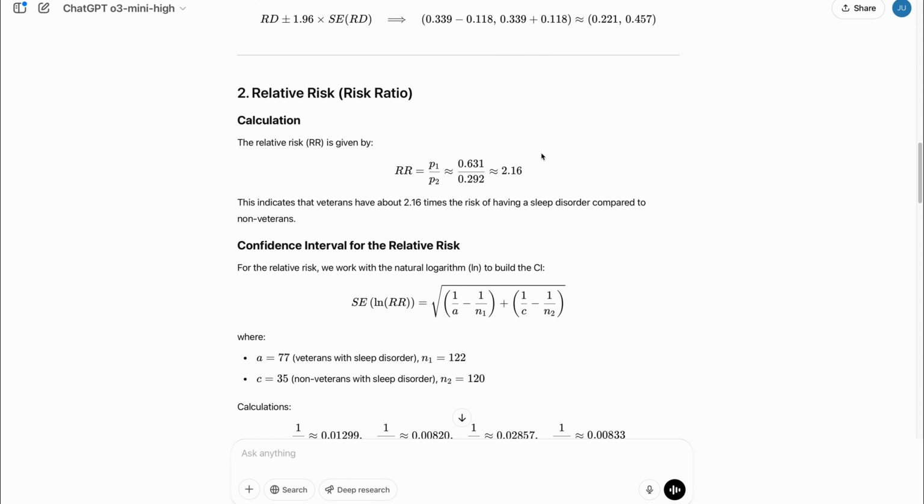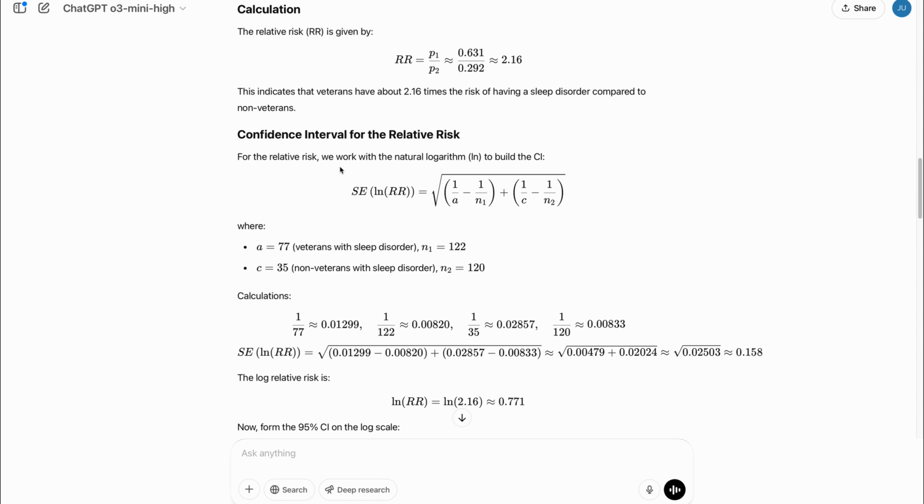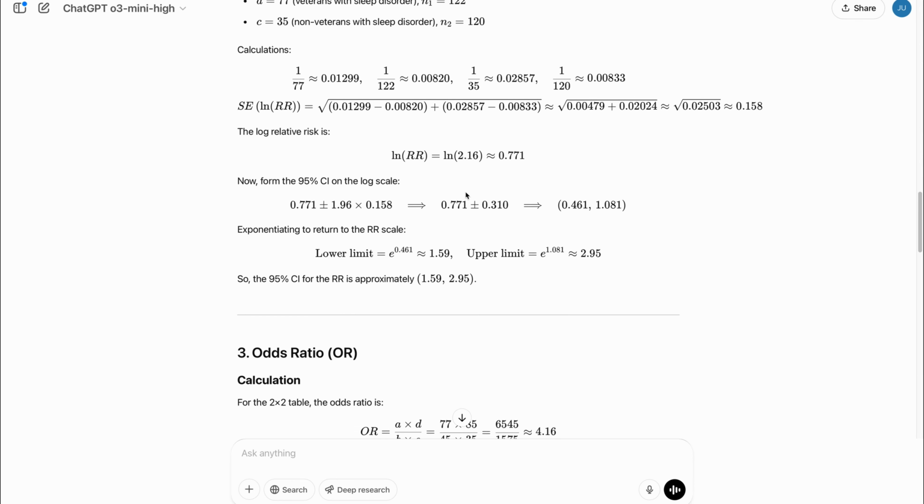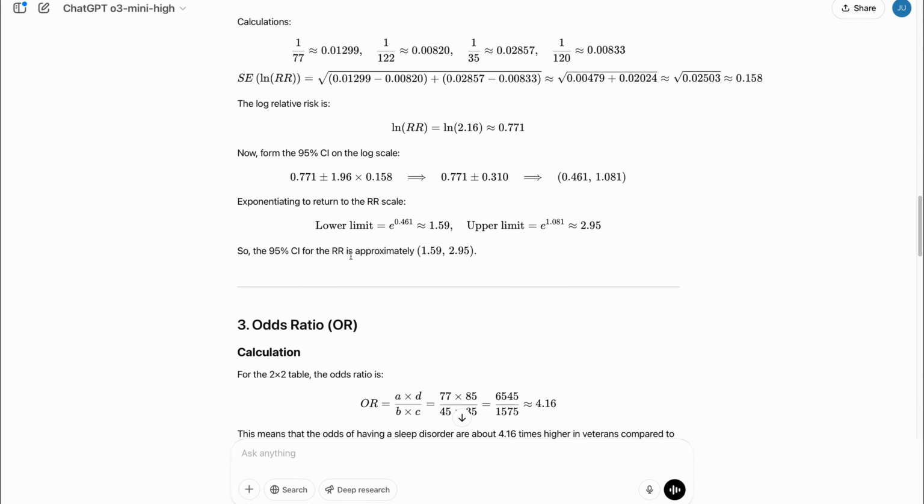So there's our relative risk or risk ratio. It even does both terms there for us, the calculation of it. It's showing us how to do the standard error, also of the natural log of the relative risk. You can see there its expression, which is algebraically equivalent to the ones that I would usually use in lecture. So that works out well, calculates everything, and does that nice interpretation at the end.